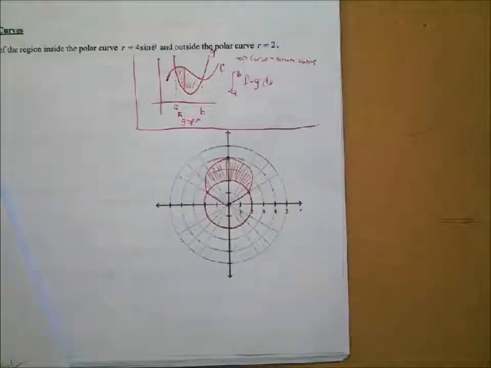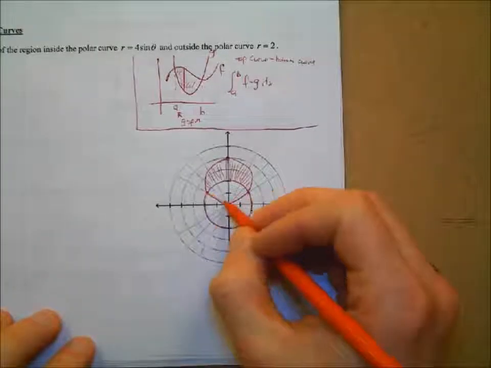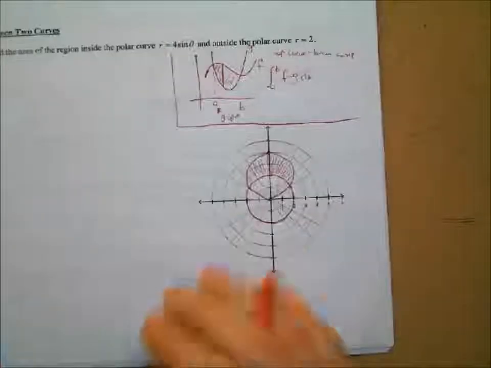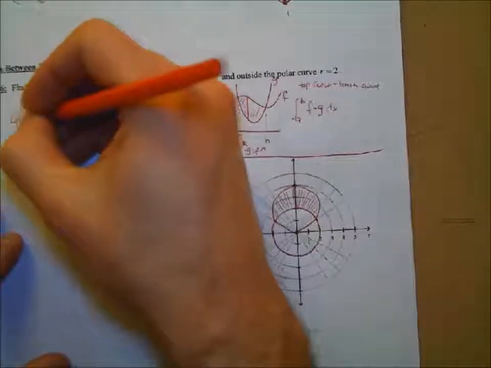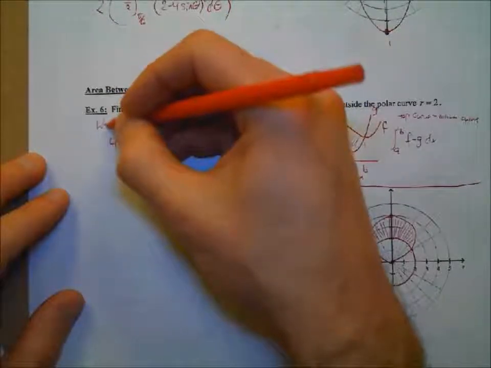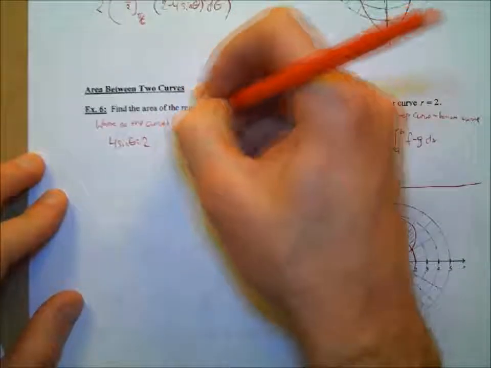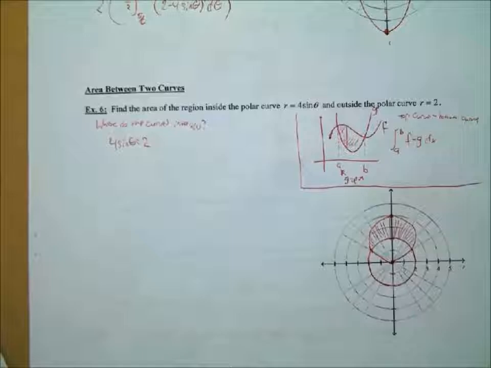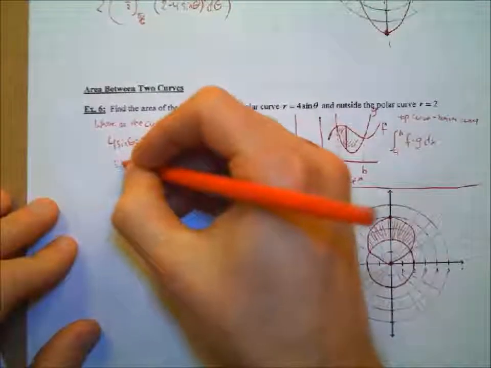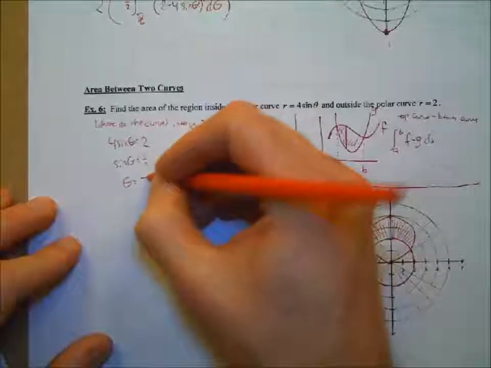Okay. So for this one, we want to figure out where our curves intersect. We want to figure out our a value and our b value right here. Our curves do intersect. To figure that out, we're going to set 4 sine theta equal to 2. Where do the curves intersect? We'll set them equal to each other and solve. So we have sine of theta equals 1/2, and so when does sine of theta equal 1/2? Well, we were just talking about that. It's pi over 6 and 5 pi over 6.